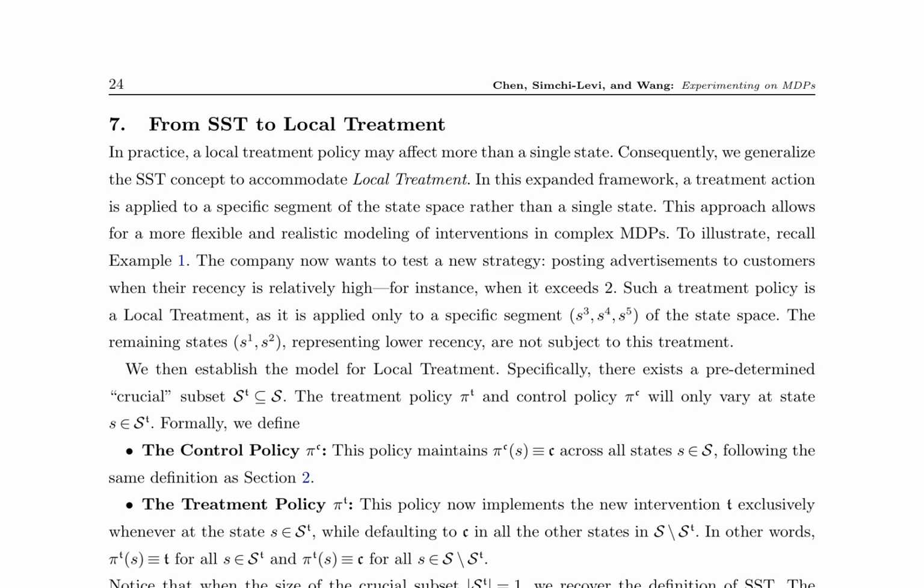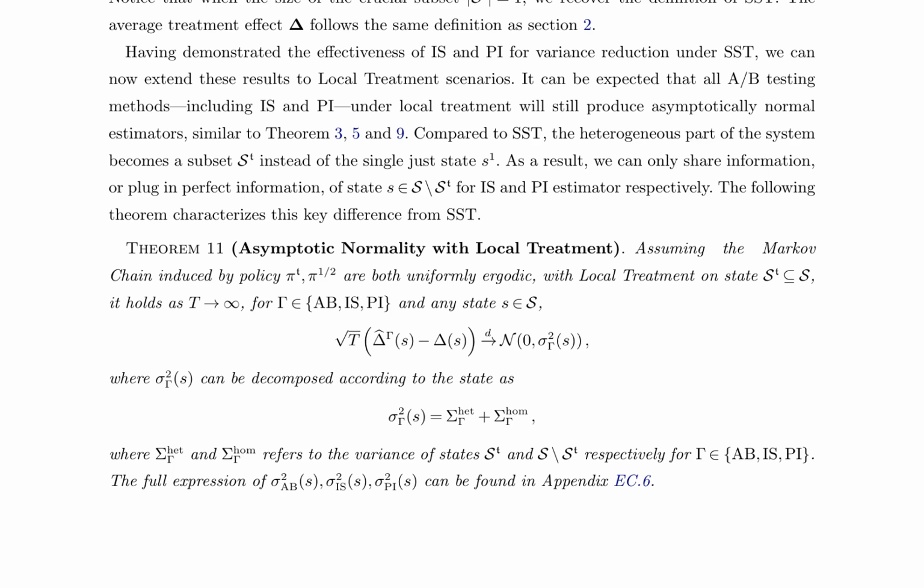The research also discusses the application of information sharing, IS, and plug-in estimation, pi, for variance reduction in MDPs with multiple test arms. It starts by explaining how pi can outperform A/B testing even with information sharing, especially in heterogeneous components. The concept is then generalized to SST with multiple test arms, where the control arm serves as a reference. The authors establish the asymptotic normality of the estimation for the SST, confirming the statistical robustness of their approach.